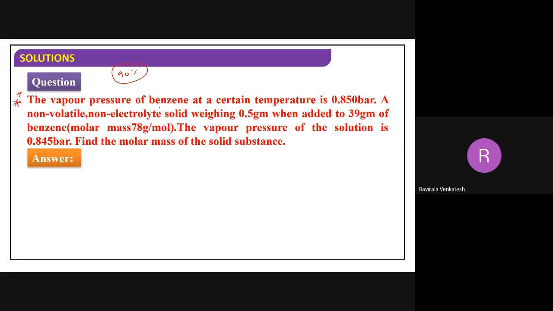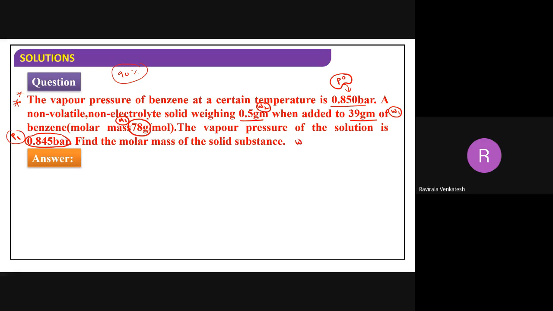Let me take the data first of all. The vapor pressure of benzene, that means it is a pure solvent, P naught is given, right? A non-volatile solute, its weight W2 is given, when added to 9 grams of benzene, this is nothing but the weight of the solvent. Next, the molar mass is also given as 78, this will be M1. Then the vapor pressure of the solution, P1, is also given.